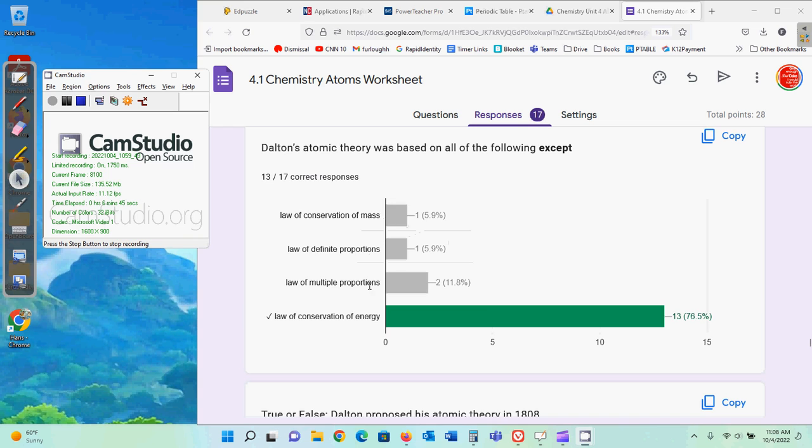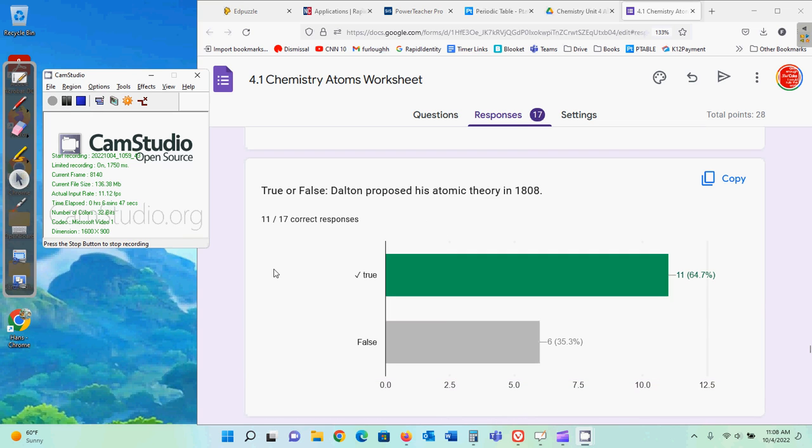This is another one where you've got to read the book. Okay? Dalton proposed his atomic theory in 1808. Your textbook, Chemistry Intermediate, says 1808. So that is the answer you need to give me. Okay? If you look online, if you Google it, it probably told you 1804.